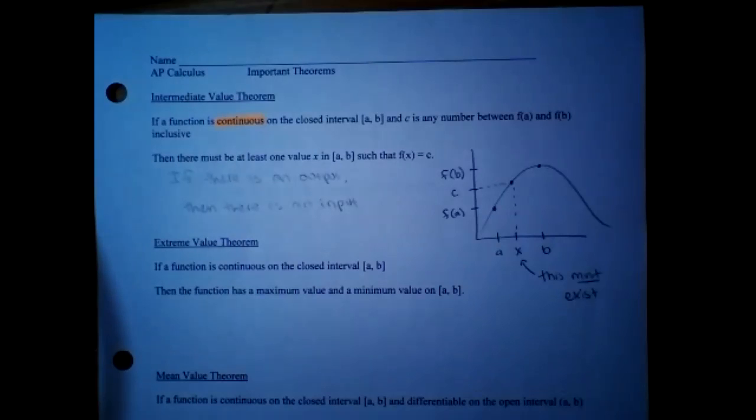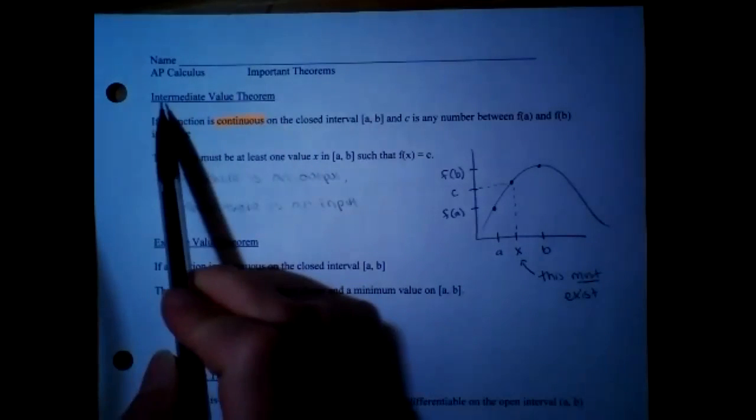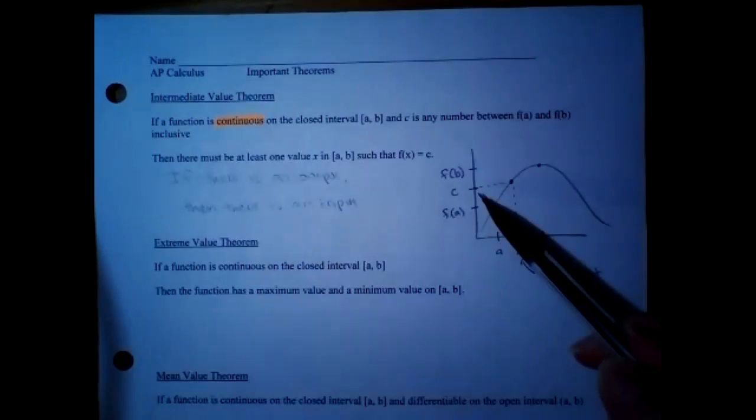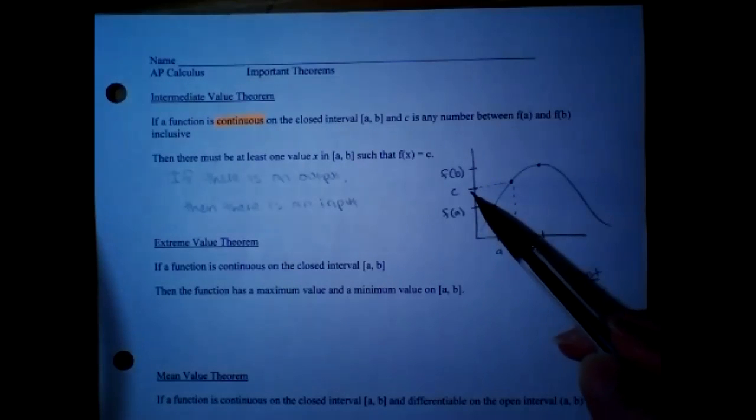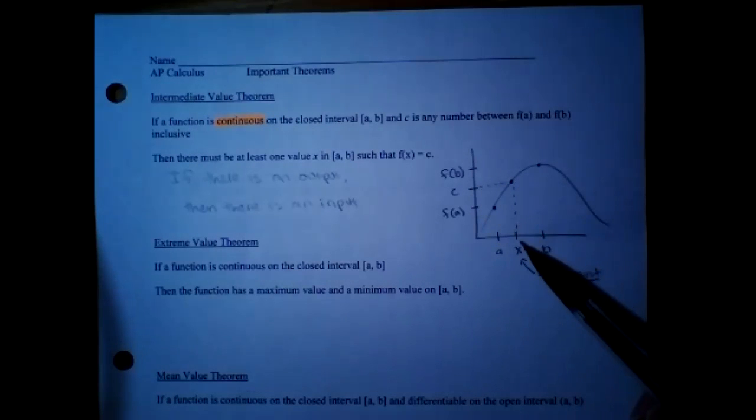So that's what this is oftentimes used to discuss. But it doesn't have to necessarily be zero. You can prove any number is in between. So just remember, intermediate means in between. You're going to have a value in between two others, and it had to come from somewhere.